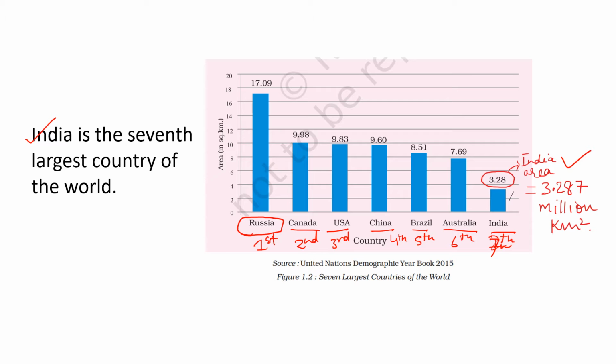India's area is 3.287 million kilometer square. You have to learn 3.287 million kilometer square.